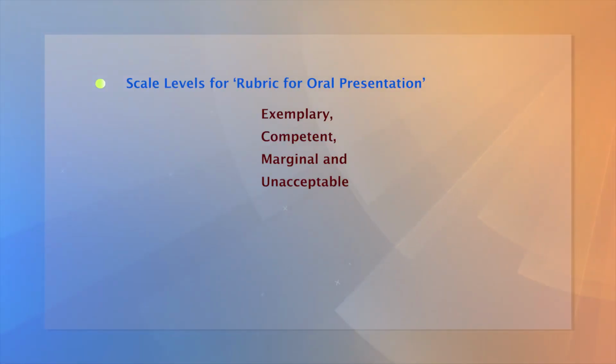For the rubric for oral presentation, we have selected the 4 scale levels, and these are termed as exemplary, competent, marginal and unacceptable. Now, the criteria which we have decided should be inserted in the vertical side of the grid and the scale levels on the top panel of each column. After this stage, we move to stage 5, where we need to develop descriptions of performance quality for each level of each criterion or dimensions.